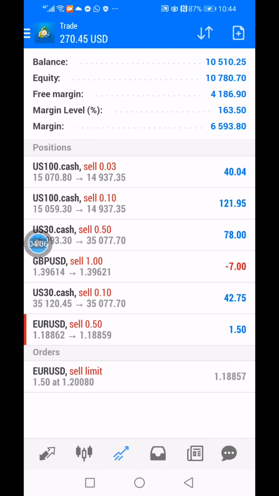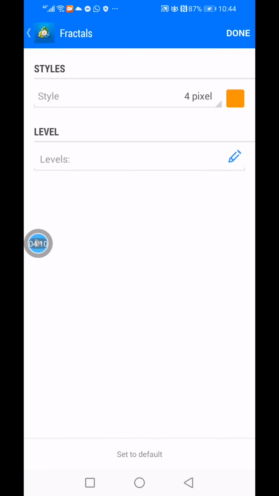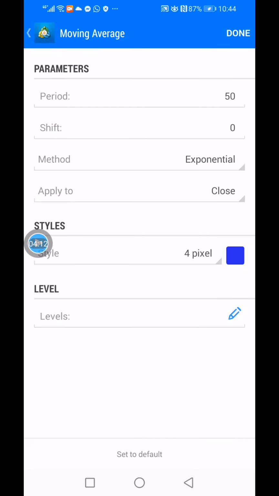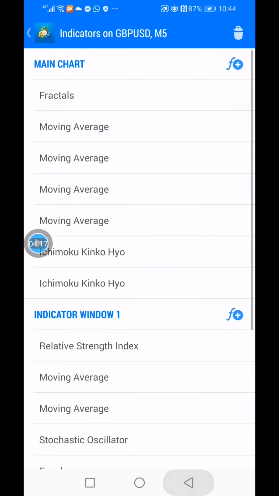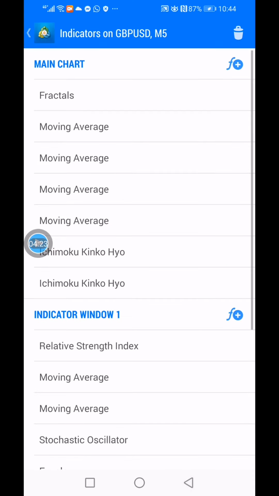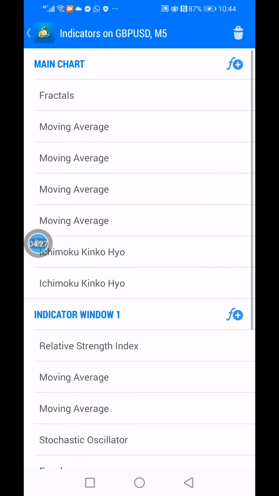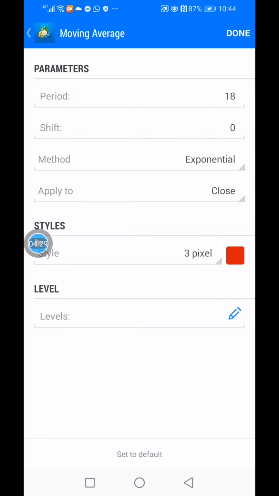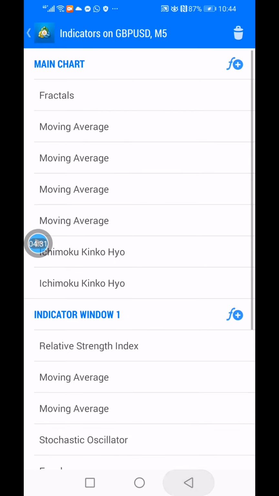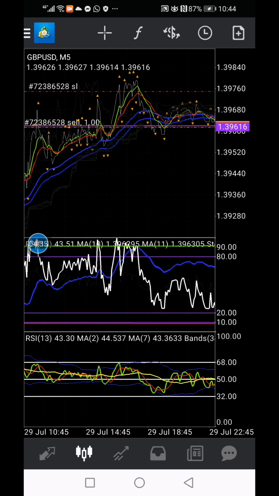So let's go to the setup. The setup is very simple. You have your fractal as usual. You have your exponential moving average 50, the low. The first moving average is close. Then you have your exponential moving average 9, green, and your exponential moving average 18, red. So the crossover of those is what you wait for.